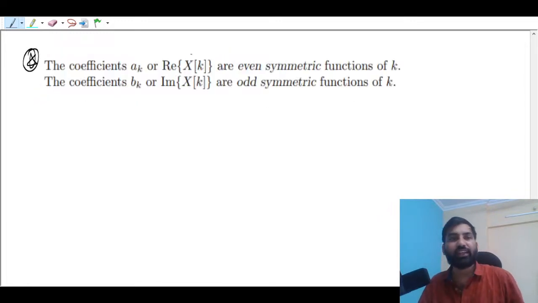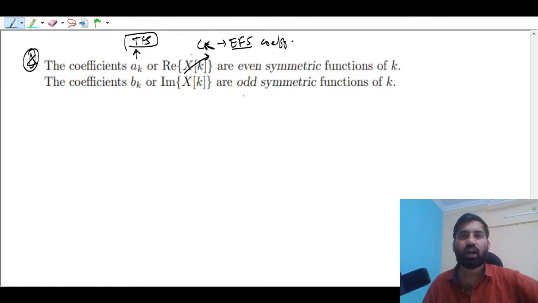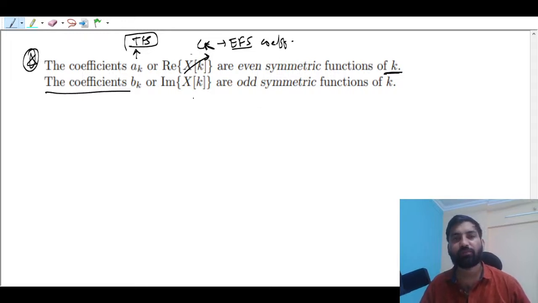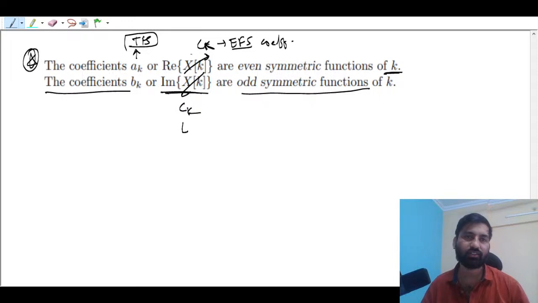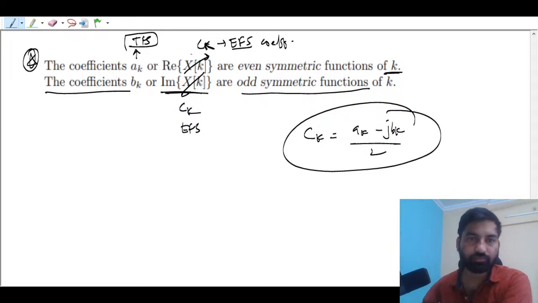So coefficient AK is nothing but the TFS coefficient, and the real part of XK. XK is nothing but, here I am talking about CK, guys. That is, the EFS coefficients are even symmetric as a function of k. And coefficient BK, or you can say the imaginary part of XK, is odd symmetric. So XK is nothing but CK only, that is the EFS coefficient. Because you have to remember CK is nothing but AK minus JBK by 2. So the real part is AK, the imaginary part is BK.